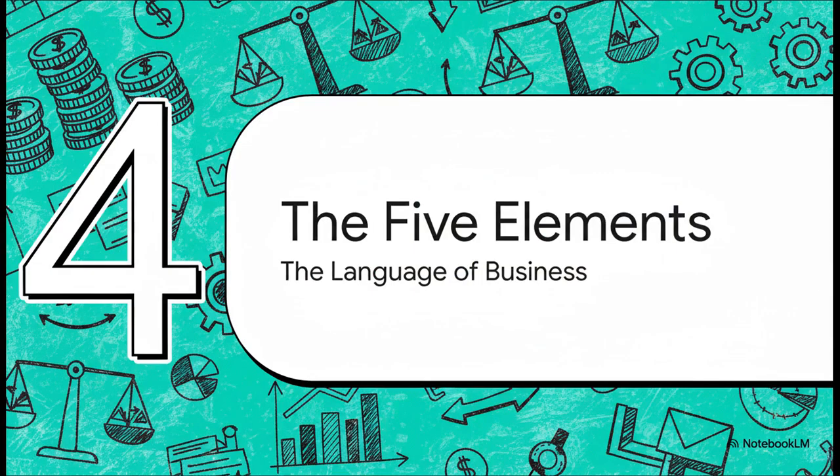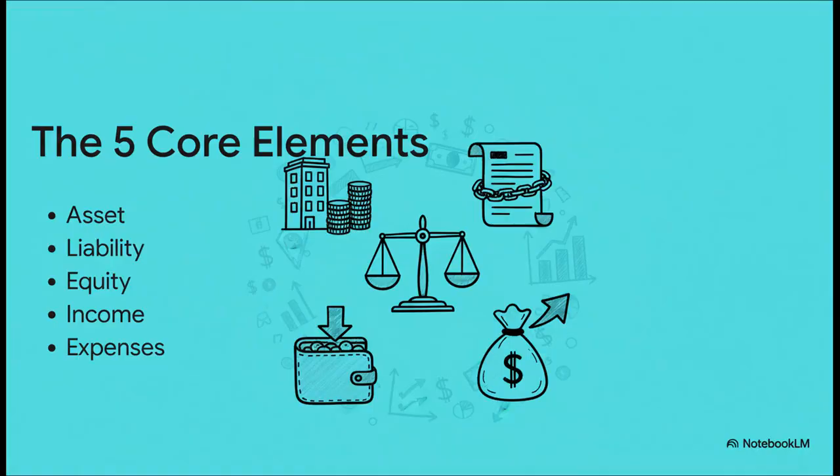All right, let's move on to the actual language of business, the 5 core elements. Every single transaction, no matter how simple or complex, gets sorted into one of these 5 buckets to build the financial statements. So what are they? Assets, liabilities, equity, income, and expenses. That's it. Every single number you see on a balance sheet or an income statement belongs to one of these 5 families. Let's quickly define each one.